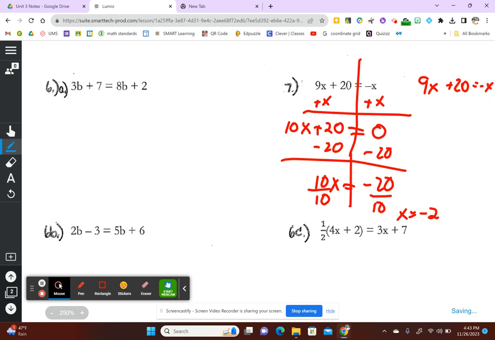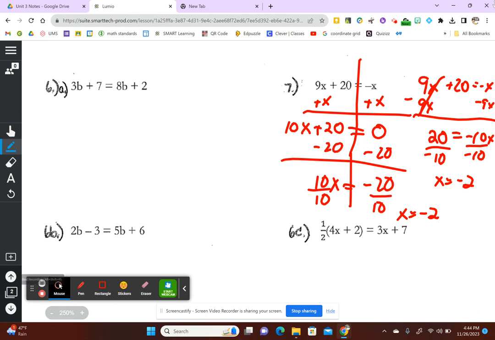Something else you could have done is we could have said, okay, I'm uncomfortable ending up with 0 on the right-hand side. Well, then subtract 9x from both sides. And we end up getting 20 equals negative 10x. Divide by negative 10, divide by negative 10. You still get x equals negative 2. Okay? So that's the end of this video.